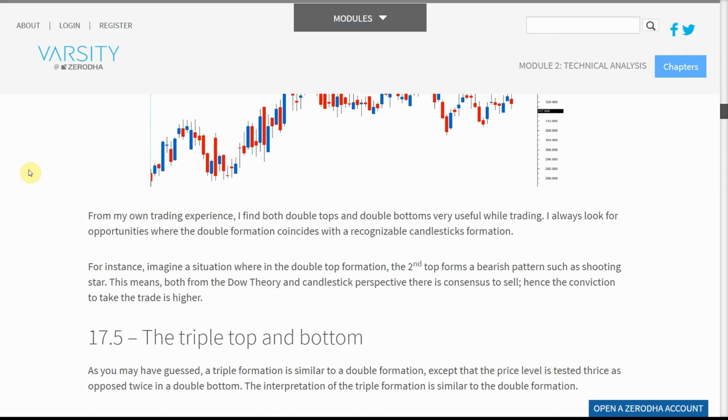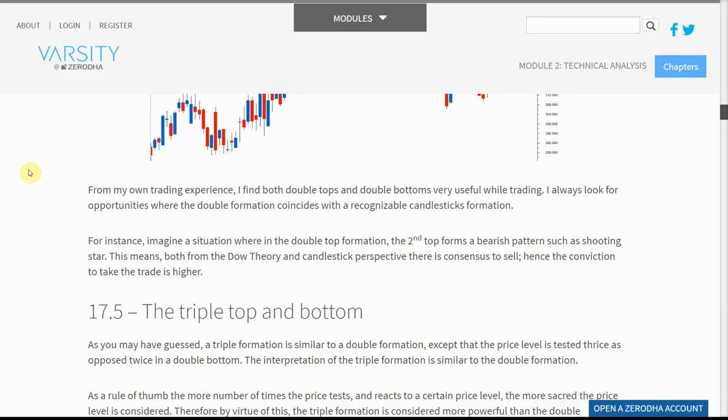From my own trading experience, I find both double tops and double bottoms very useful while trading. I always look for opportunities where the double formation coincides with a recognizable candlestick formation. For instance, imagine a situation wherein, in the double top formation, the second top forms a bearish pattern such as a shooting star. This means, both from the Dow theory and candlestick perspective, there is consensus to sell. Hence the conviction to take the trade is higher.